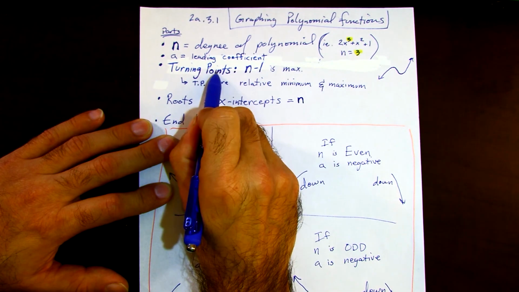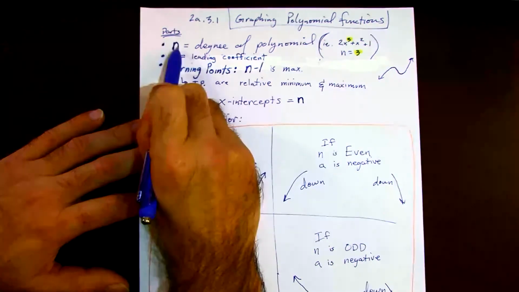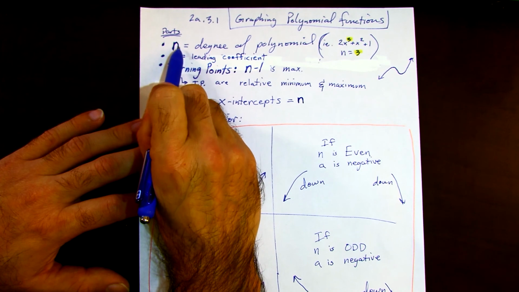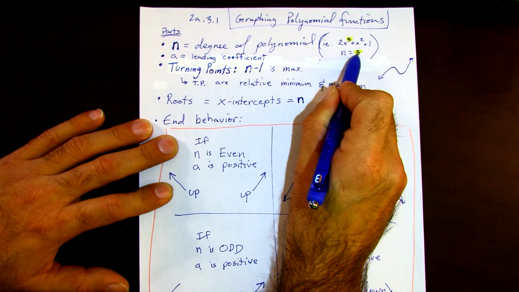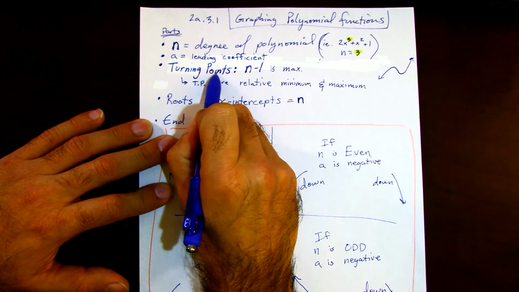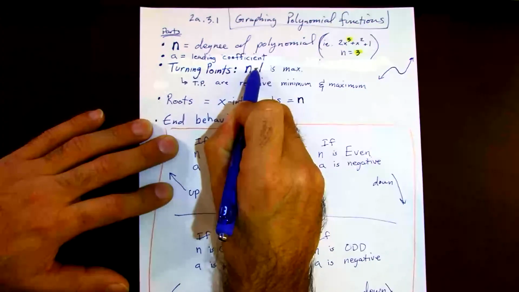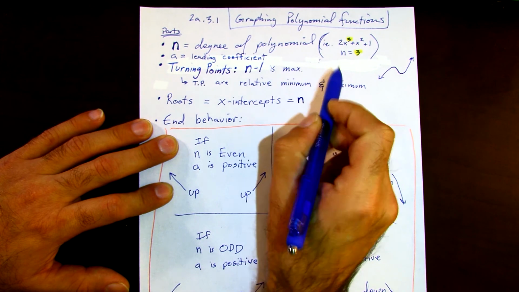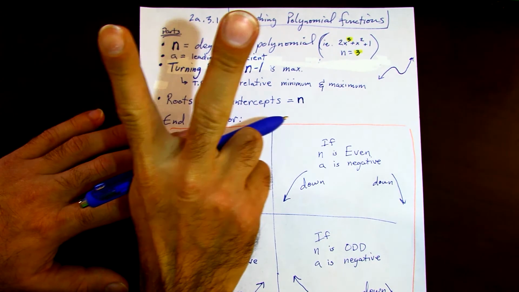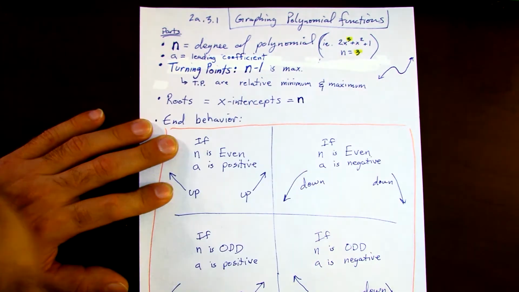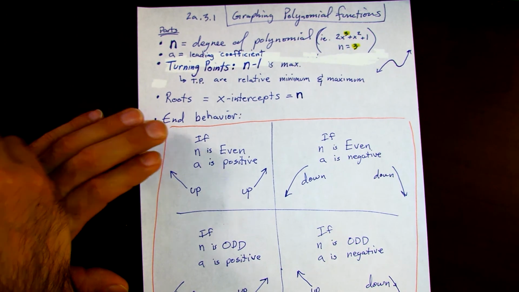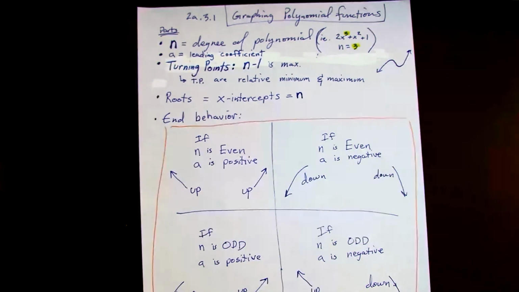So the turning points we would find by first looking to see, well, what was my n value? For this case, it was 3. And to find the turning points, you're going to do the n value minus 1. So 3 minus 1, we'd have a maximum of 2 turning points for this equation here. Okay? So it's just like, hey, find your n, find your a. The rest of it is going to be pretty straightforward.